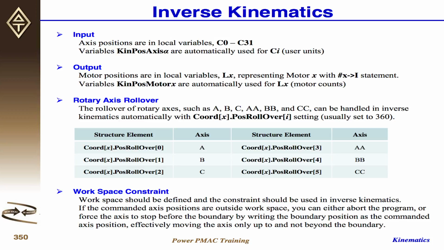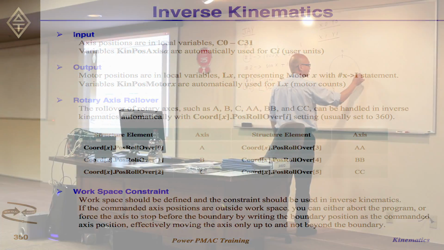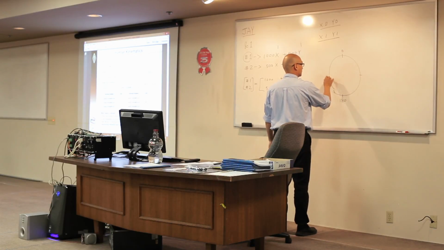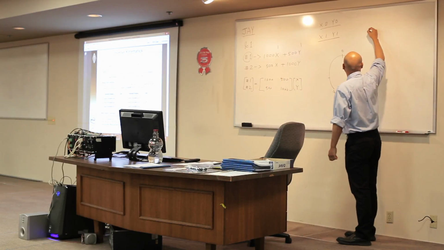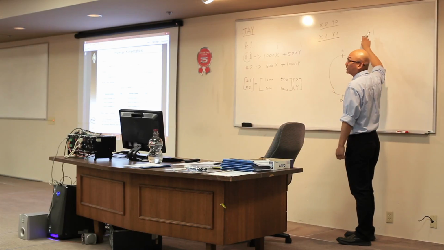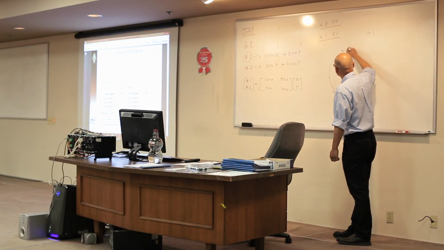The special thing for these axes is that you can define a rollover number for them. Meaning, usually what we encounter is, let's just say you have a rotary axis A. This is 0 degrees. This is 180. If you have a motion program, say A1, that means if it's in degrees, it will go to here, right? 1 degree. Here.